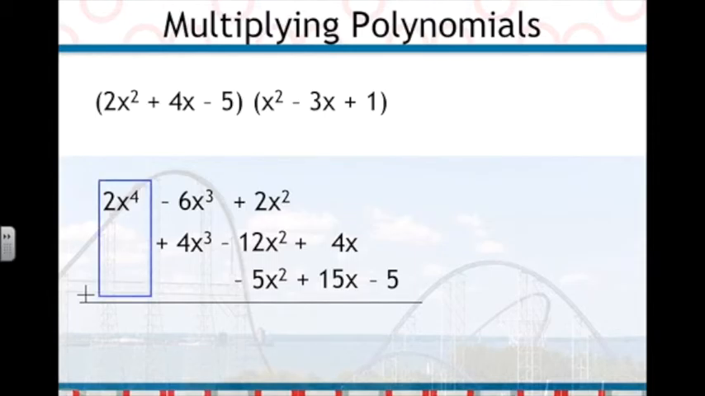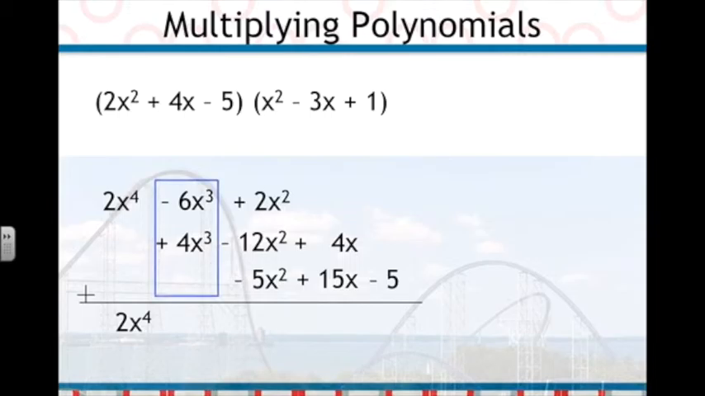In this example, our first column only has the 2x to the fourth in it. And if you look at the other terms we got, none of them have an x to the fourth. So the first term of our final answer is 2x to the fourth. In the second column, we have all the terms with x cubed. Negative 6x cubed plus 4x cubed equals negative 2x cubed.